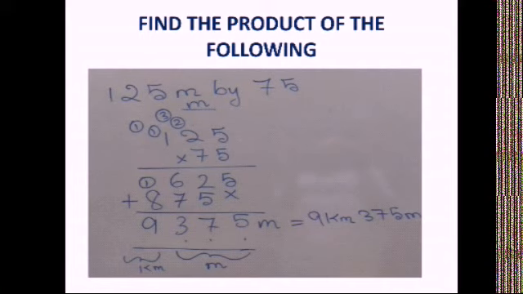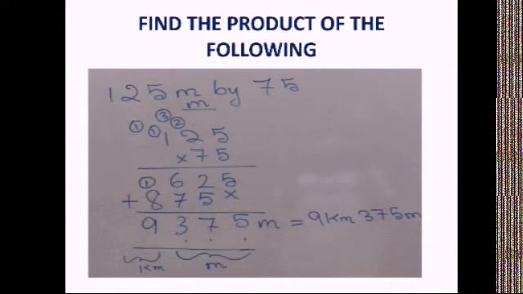5 5s are 25. 2 will be in carry. 5 2s are 10 plus 2 is 12. 1 in hand. 5 1s are 5 plus 1 is 6. Then put a cross beneath 5 and again multiply the whole number by 7. 5 7s are 35. 3 in hand. 5 will come down. 2 7s are 14 plus 3 is 17. 7 will come down and 1 will go as a carry.